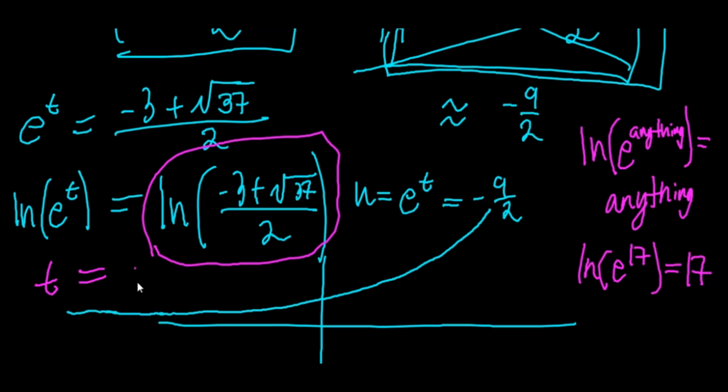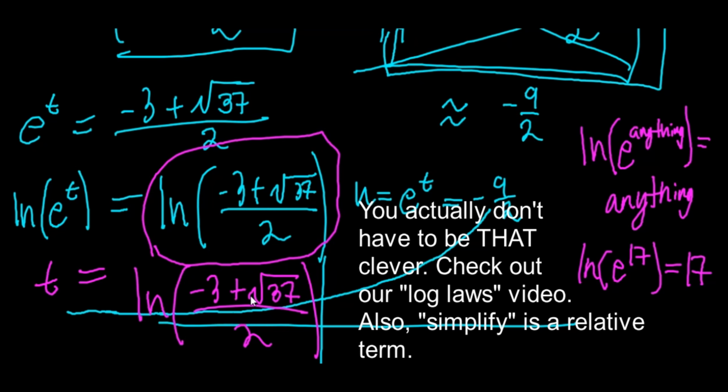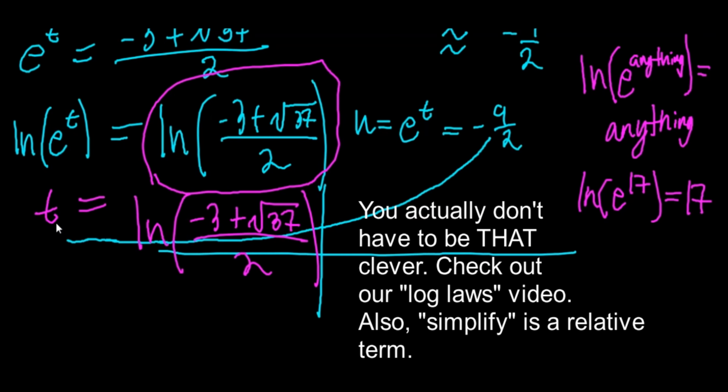So this is equal to natural log of negative 3 plus the square root of 37, over 2. And I say this is as simplified as you can get it, unless you're super clever. Maybe there's some clever way that could simplify this even more, but this is fine for now. So this tells us that t is equal to the natural log of negative 3 plus the square root of 37, all over 2.